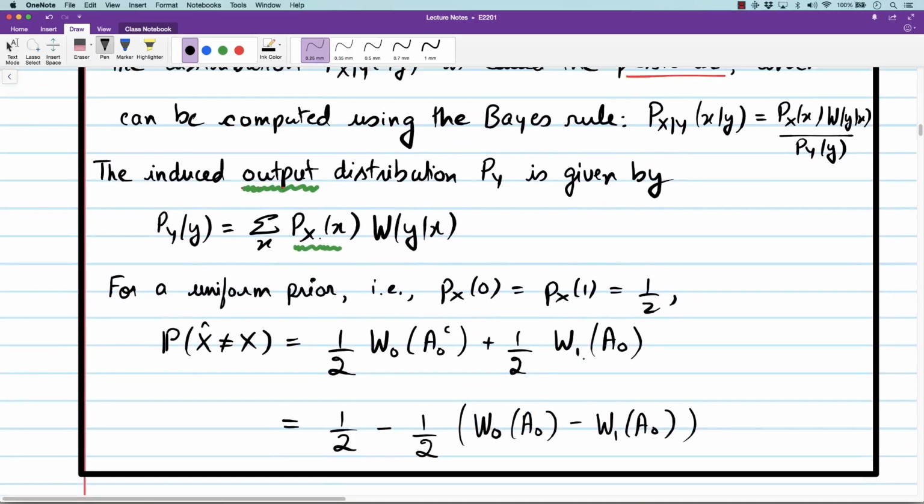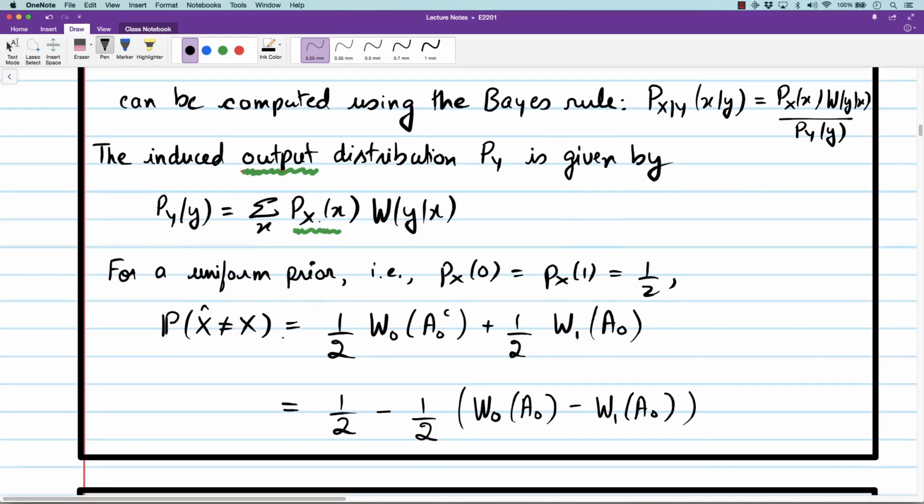For this prior, the probability of error can be expressed as half times probability under W0 of A0 complement plus half times probability under W1 of A0. So this half corresponds to x being 0, and under x being 0, the distribution of y is under W0, and this corresponds to you declaring 1. This set A0, remember, corresponds to your rule g of y. And again, with probability half, x is 1, and then when x is 1, the probability distribution of y is W1, and this corresponds to you declaring 0. So this is the probability of error in terms of the set A0.